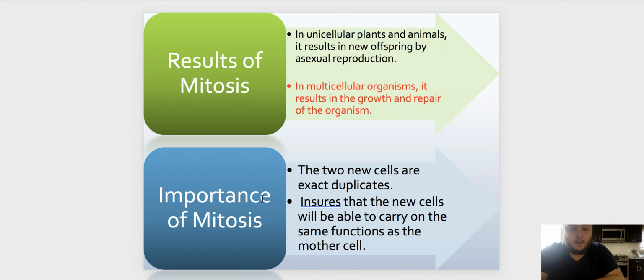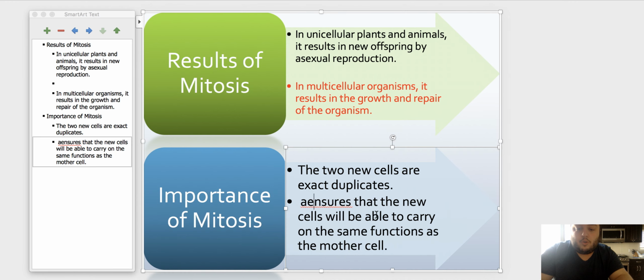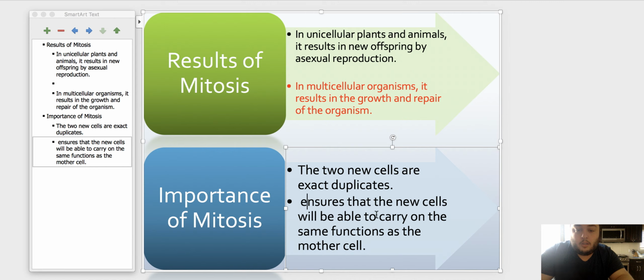So the importance of mitosis. The two cells that are created, the two daughter cells that get created from the mother cell, are exact duplicates of one another. That's one important thing. The other important thing is that this ensures, right? So it ensures that the new cells will be able to carry on the same function as the mother cell.